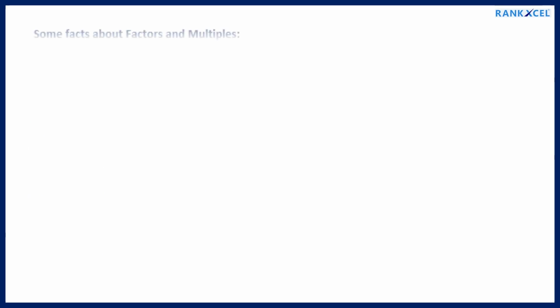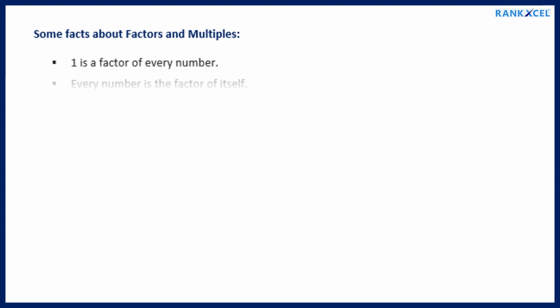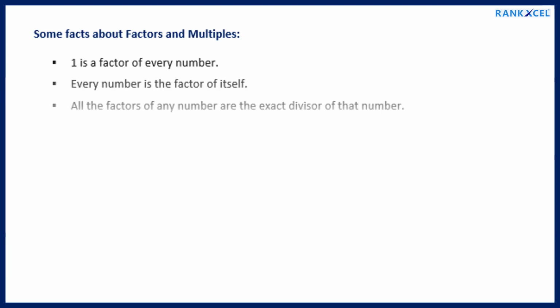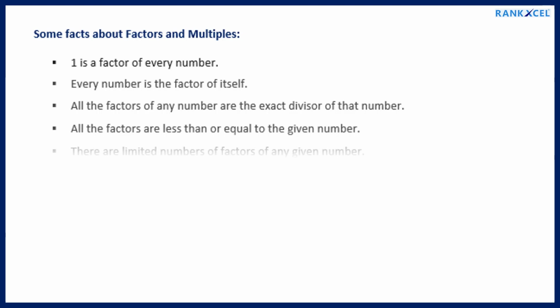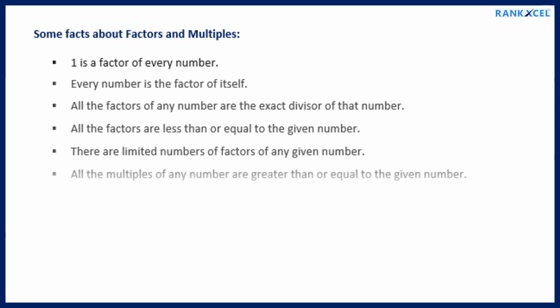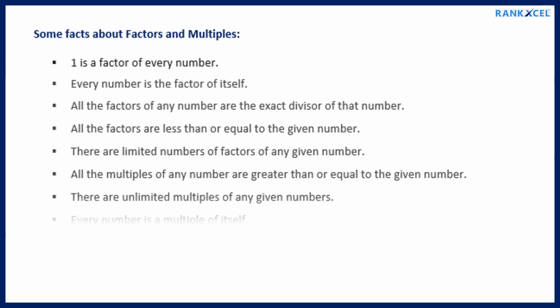Some facts about factors and multiples. 1 is a factor of every number. Every number is the factor of itself. All the factors of any number are the exact divisors of that number. All the factors are less than or equal to the given number. There are limited numbers of factors of any given number. All the multiples of any number are greater than or equal to the given number. There are unlimited multiples of any given number. Every number is a multiple of itself.